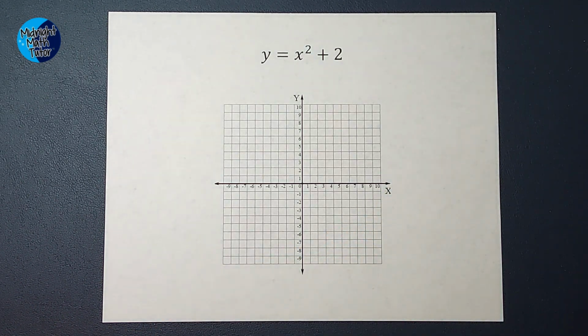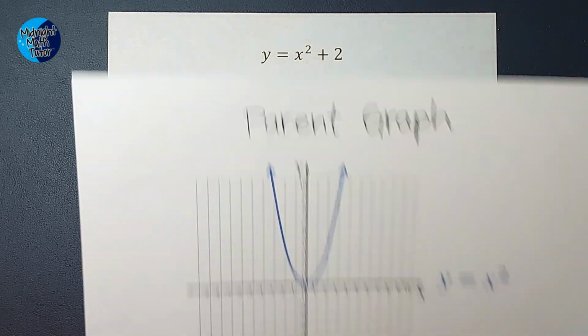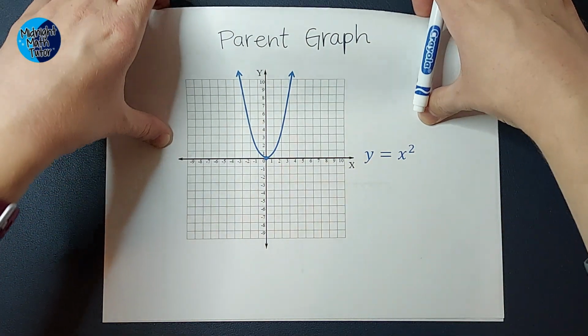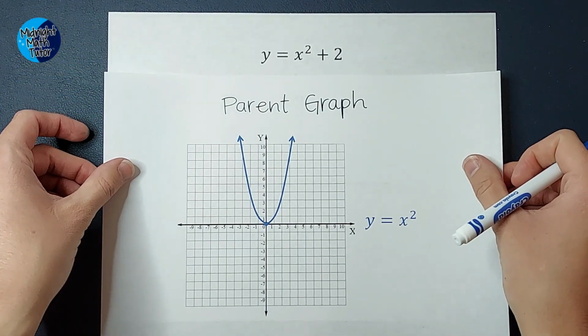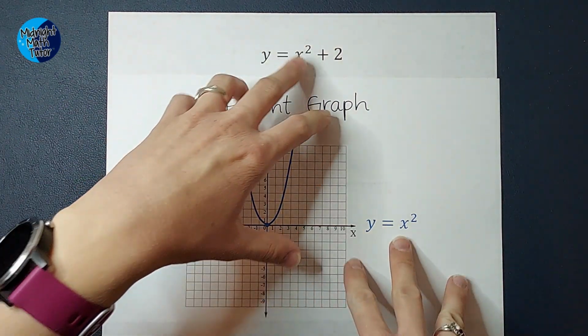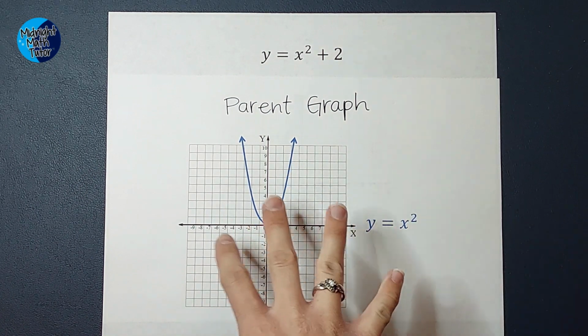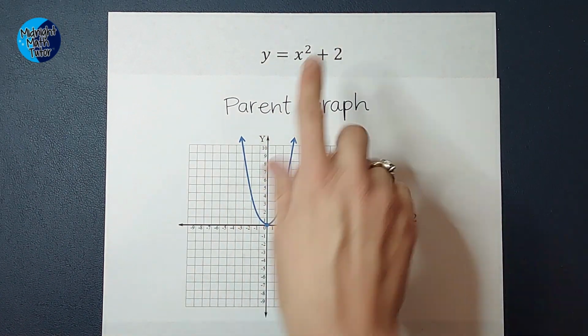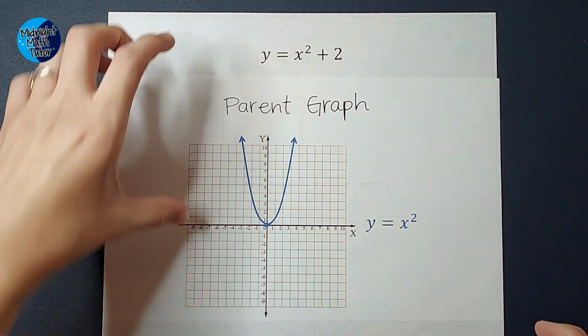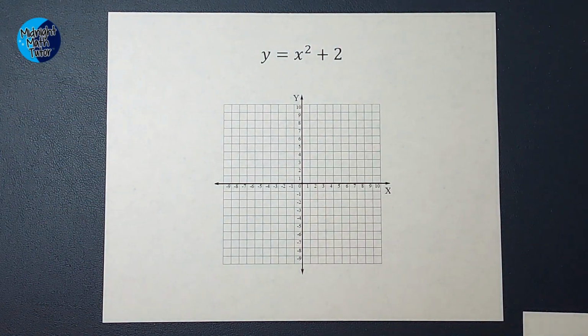So the good news about when we graph these is we have what we call a parent graph, okay? If you were just being asked to graph y equals x squared, this is what it would look like, okay? But we're not being asked to graph y equals x squared. We are being asked to graph y equals x squared plus 2, okay? Well, guess what? These two graphs are the same. It's just going to be shifted a little for this one, and we'll talk about how you can tell where it's shifted, okay?